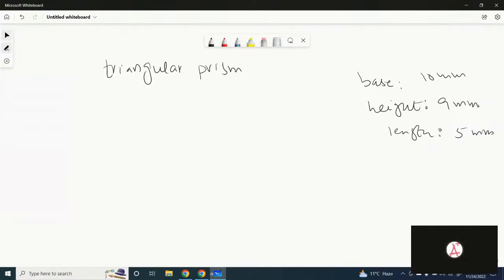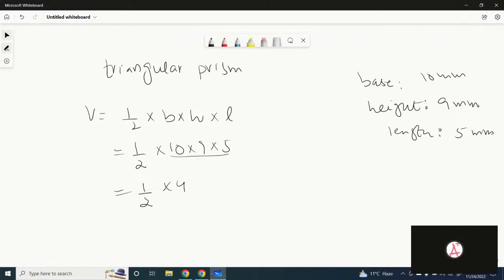The formula to find the volume of the triangular prism is V equals half times base times height times length. Got it? Whenever you have to find the volume of the prism, just use this formula. Just substitute all the values. It would be half times 10 times 9 times 5. Just multiply all the values. 10 times 9 is 90, and 90 times 5 is 450.